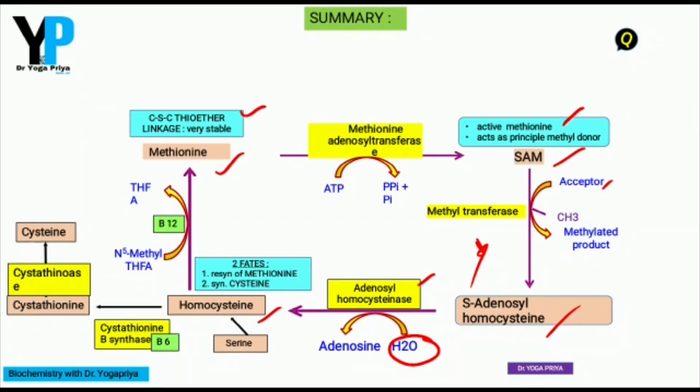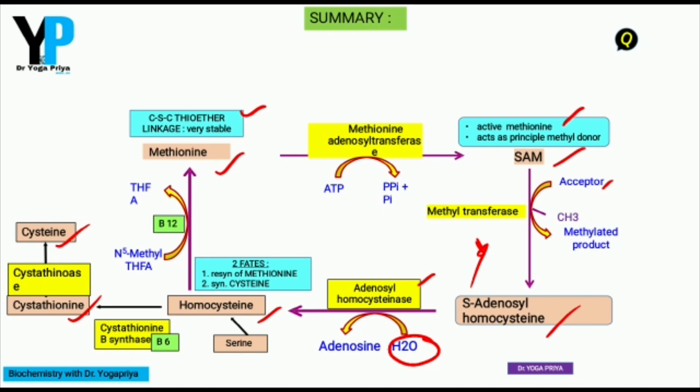One fate of homocysteine is formation of cysteine, and this happens by a two-step process. In the first step, homocysteine combines with serine and results in formation of cystathionine, and this happens with the help of the enzyme cystathionine beta synthase, and B6 acts as a coenzyme for this step. In the second step, cystathionine is acted upon by the enzyme cystathionase, finally forming cysteine.